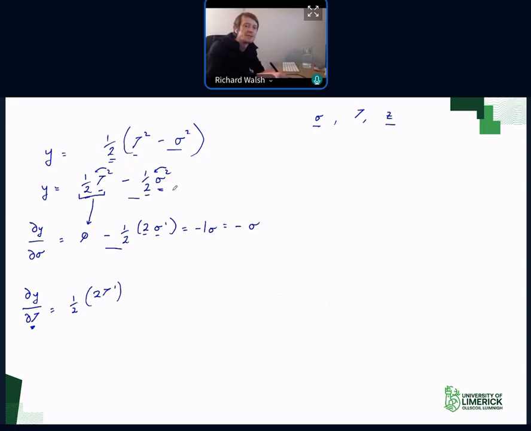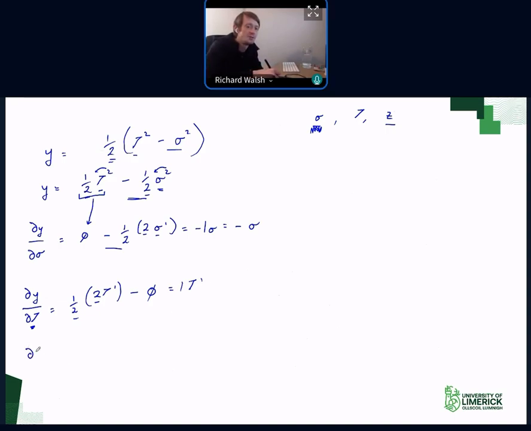Minus a half sigma squared. Sigma is one of the ones I'm treating as a constant. So it's minus a half times 5 squared, for example. That's just a number. So that would differentiate to 0. Half times 2 is 1. So I get 1 tau to the power of 1. 0 we can forget about. You can write 1 tau to the power of 1 if you want.